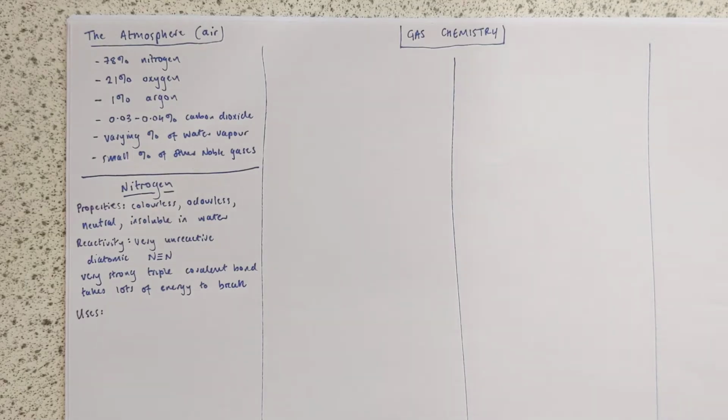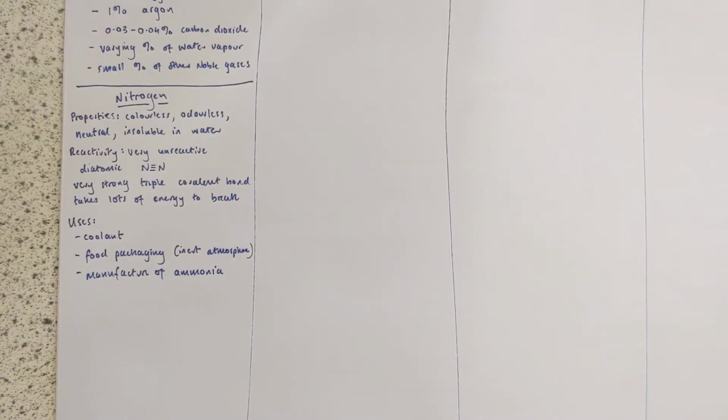The final thing we need to know about nitrogen are its main uses in the world around us, and there's three ones that you maybe would have to know about. Nitrogen can be used as a coolant. Liquid nitrogen is a very cold substance that can be used to freeze and preserve substances. Food packaging is another use. Because nitrogen is so unreactive, if you put it around food, the food takes a lot longer to go off. So inside packets of crisps you'll find nitrogen, which is known as an inert atmosphere, inert meaning unreactive.